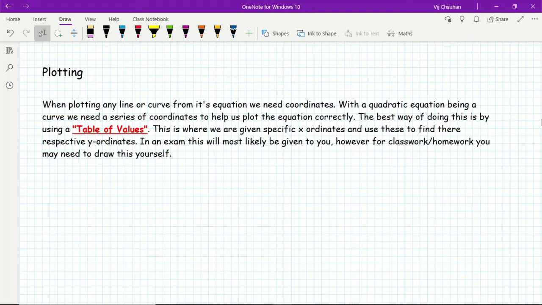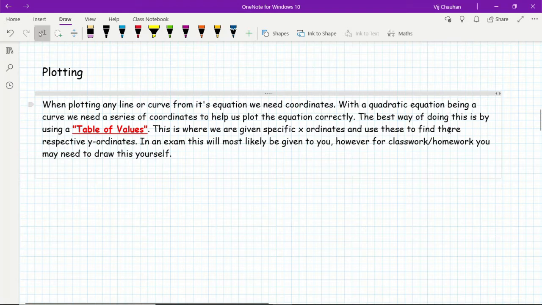Well, this is where some guidance will be given to you. Guidance will be given in the question, or they might give you what we call a table of values. The best way of doing this is by using a table of values. This is where you are given specific x ordinates and use these to find their respective y ordinates. In an exam, this will most likely be given to you. However, for classwork and homework, you may need to draw this yourself.